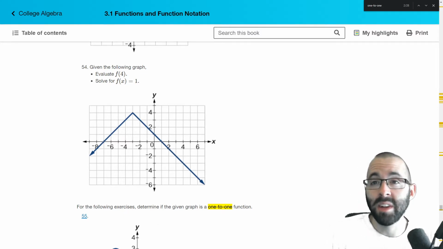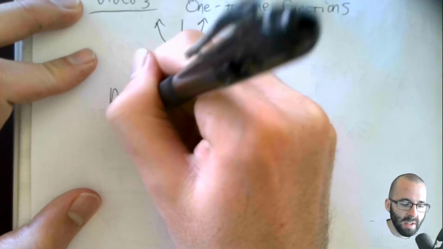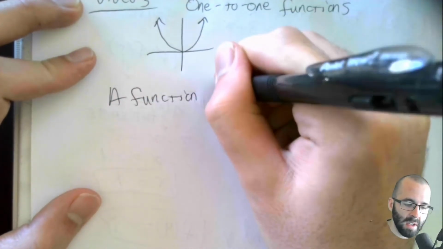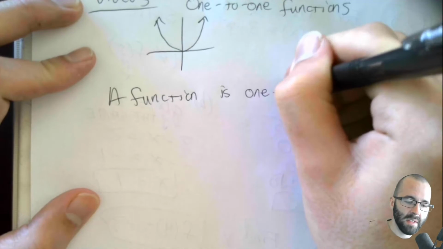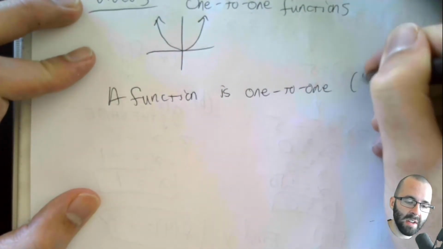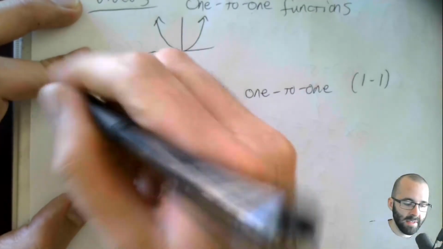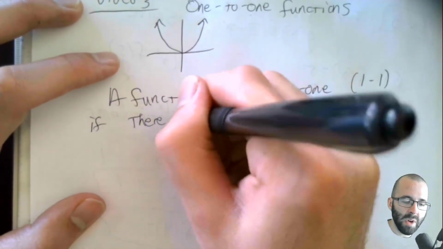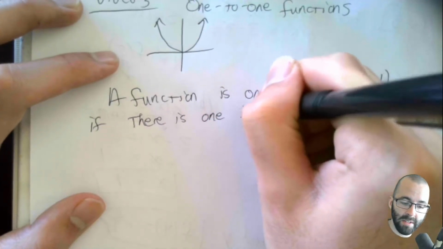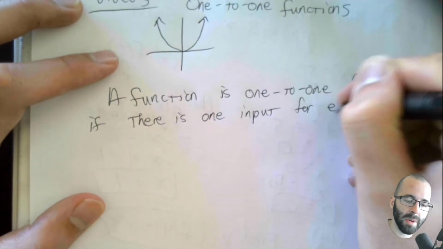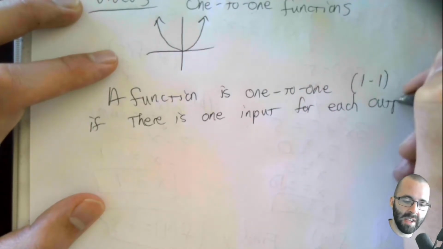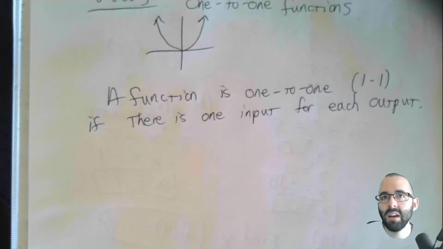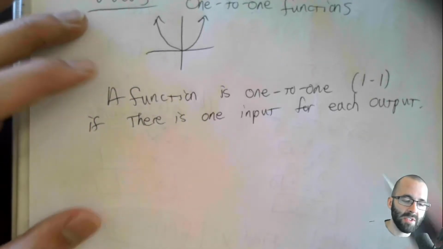And this also will come into play later in this chapter, which is why we're going over it very briefly right now, okay? So a function is one-to-one, often abbreviated one-to-one like that, if there is only one input for each output. So it's sort of the other direction, the other way of the function definition.